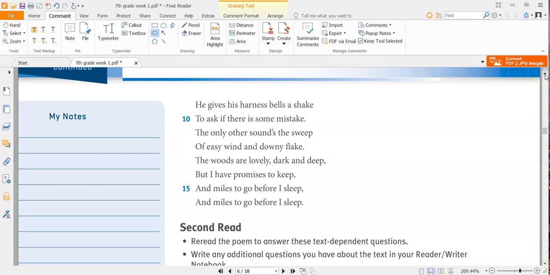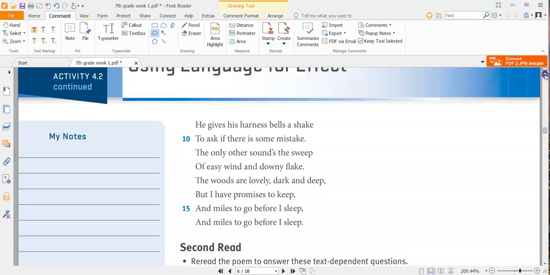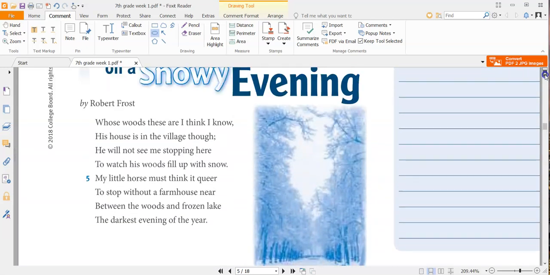All right, so I think that's a really lovely poem. So let's go back and look for those 3 things. I'm going to give you an example of each so that you'll have an idea of what to do. So let's go to the beginning of the poem.